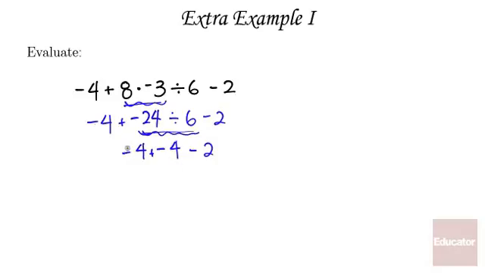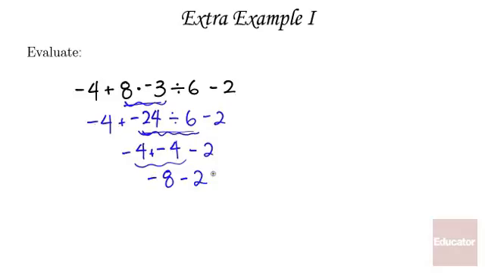I have the same sign. When you add integers, if they have the same sign, then you're just going to add up the numbers, and then you're going to give the same sign. So for this one, -4 plus -4 is -8. I'm going to write out this right here.